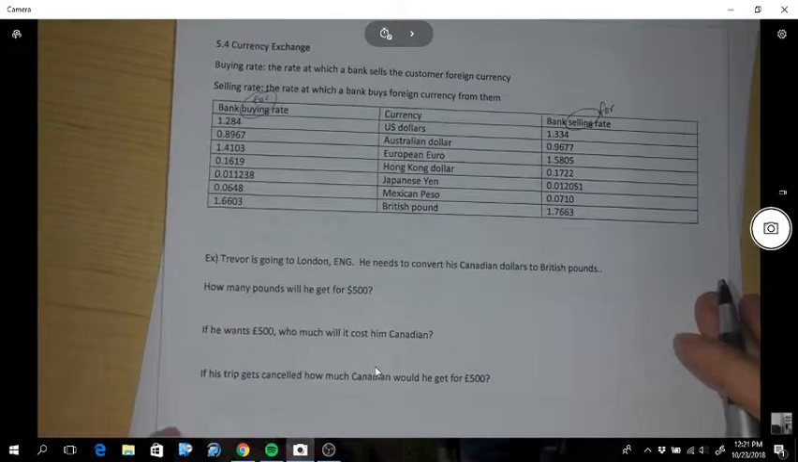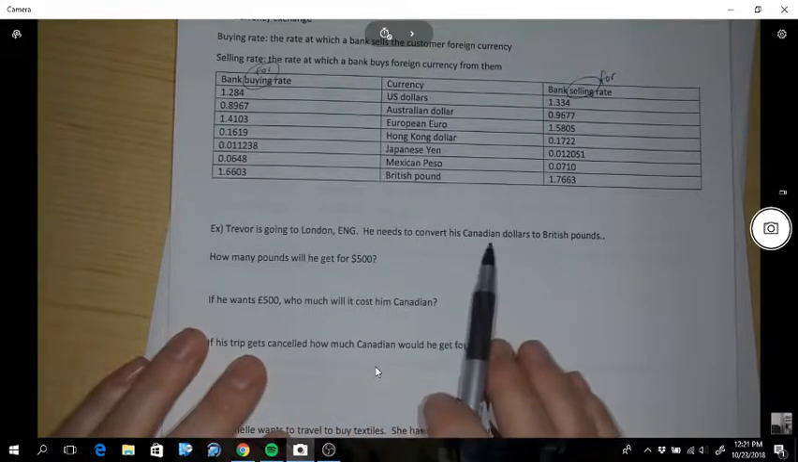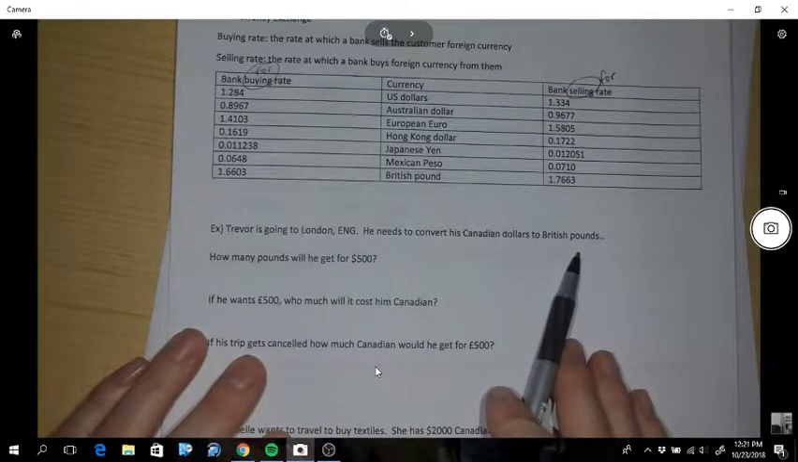Okay, so let's look at this. Example 1. Trevor's going to London, England. He needs to convert his Canadian dollars to British pounds.